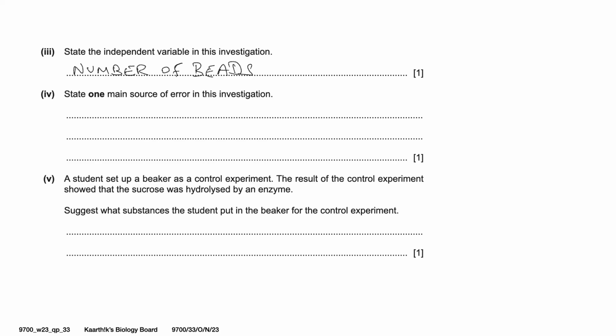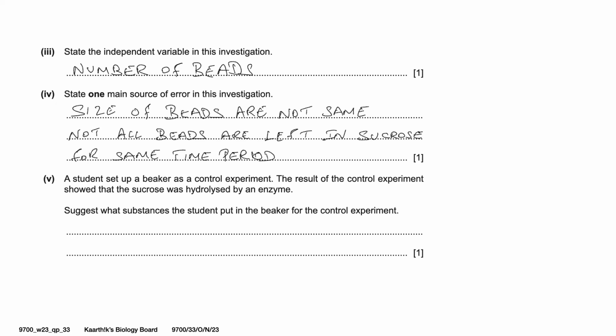Then, state one main source of error in this investigation. One main source is that the size of the beads is not the same, which is the major error. Then, not all beads are left in sucrose for the same time period, so there were different time periods. These two are examples of the source of error. From this, any one can be written.